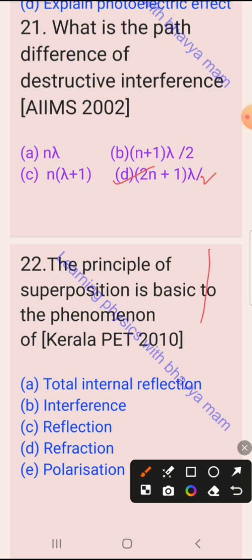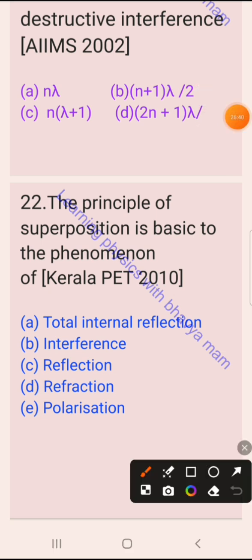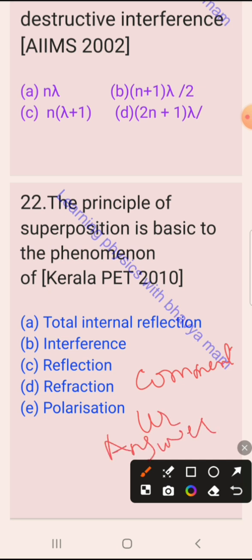Next, 22. The principle of superposition is basic to the phenomenon of. Yes, students, think about it. The options are total internal reflection, interference, reflection, refraction, and polarization. So the principle of superposition is basic to which phenomenon? Think about it and comment your answer in comment section.